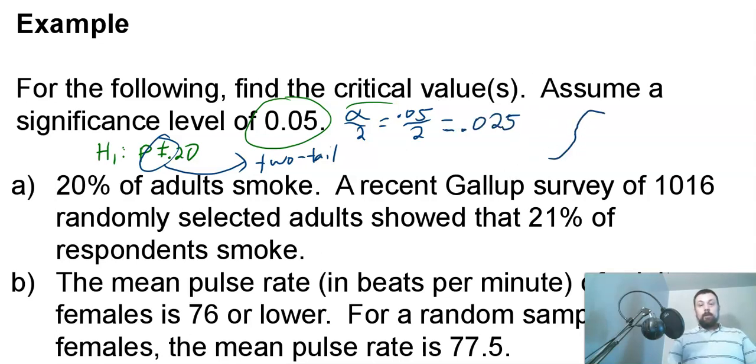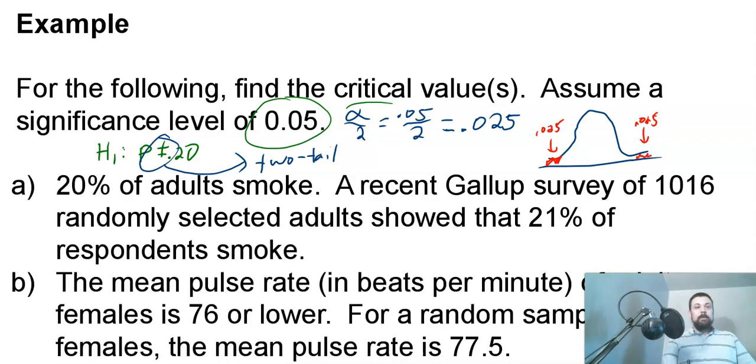It's a normal distribution because it's about a proportion. So this is the normal distribution here. We're going to find a z-score as our critical value. Half the alpha goes into the left tail, so that's 0.025. Half the alpha goes into the right tail, so that's 0.025 as well.